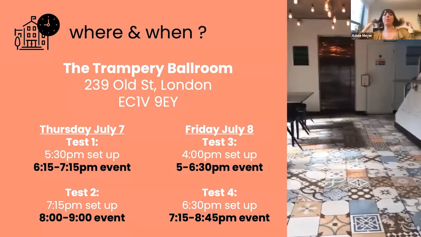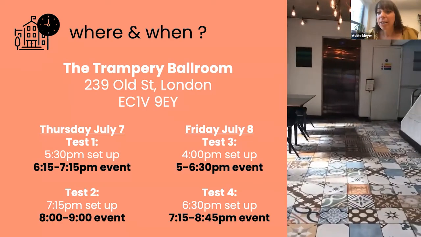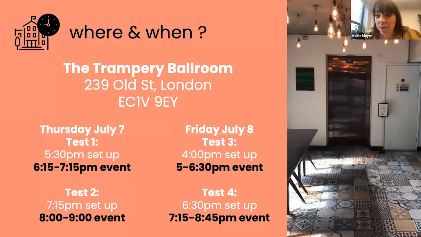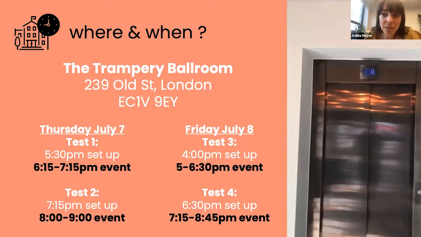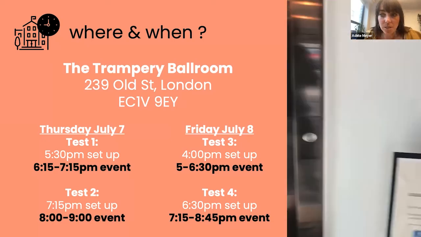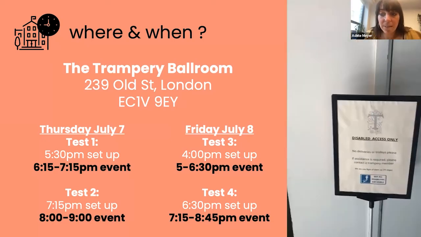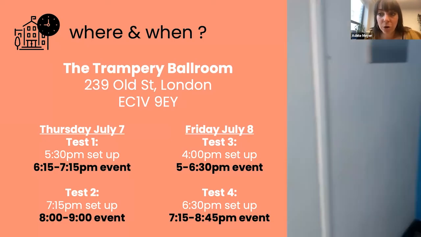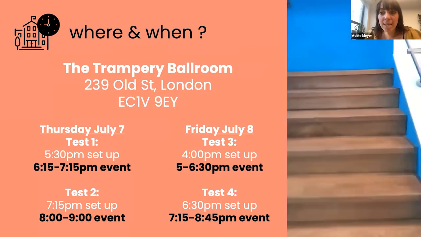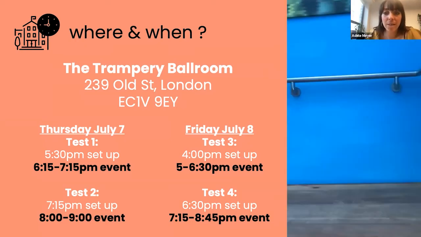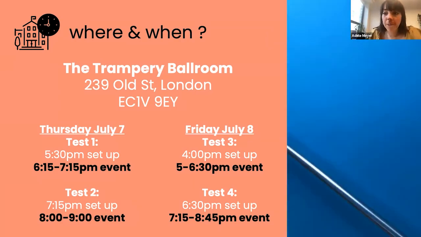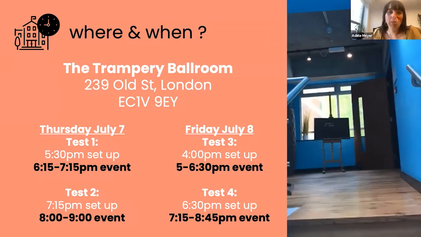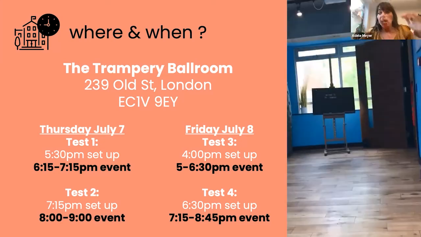So this is him coming in from the outside. There is an elevator, but if you need to use the elevator, you need to tell us first. So if you need to use the elevator, please tell your coach because they need the access information in advance at the venue. Okay, so this is the Trampery where he's entering. It's in Old Street, as you know.